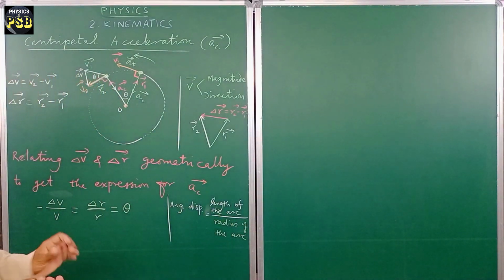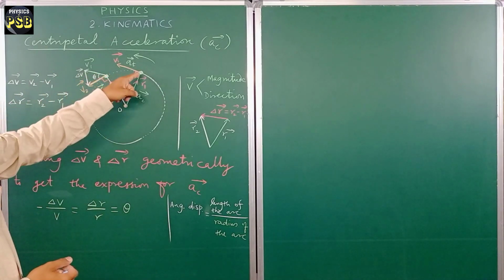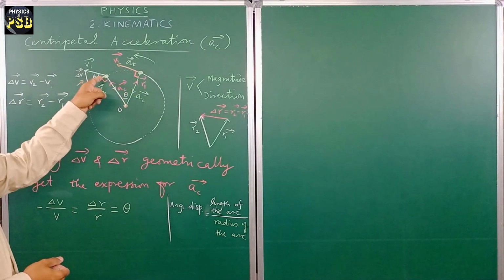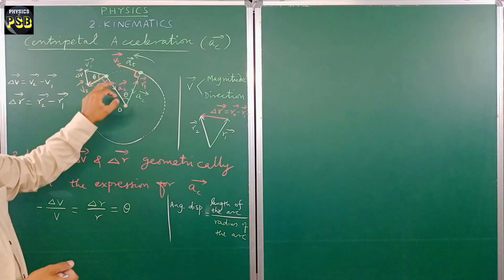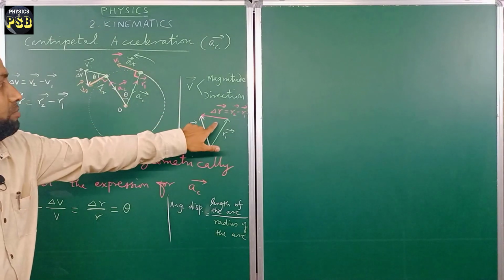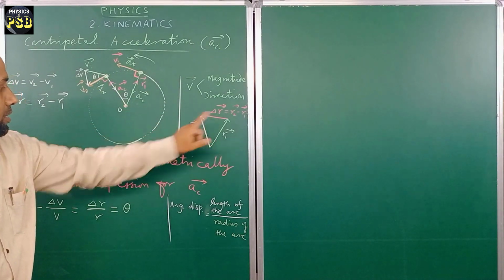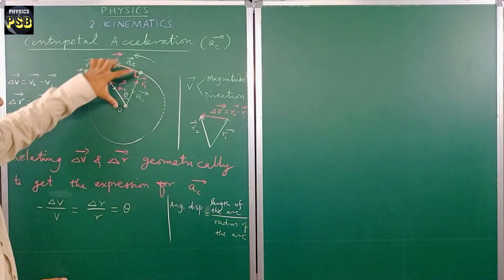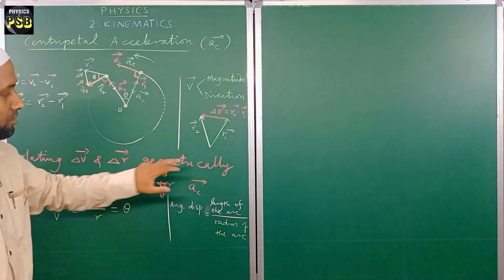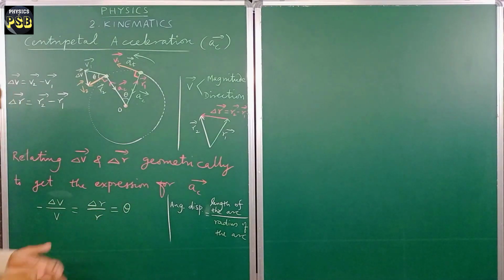Here, the length of the arc is actually this portion. This is the length of the arc, which is nothing but delta r from this diagram. And the radius of the arc is nothing but r. Now both of them have got the same value, so it is taken as r.